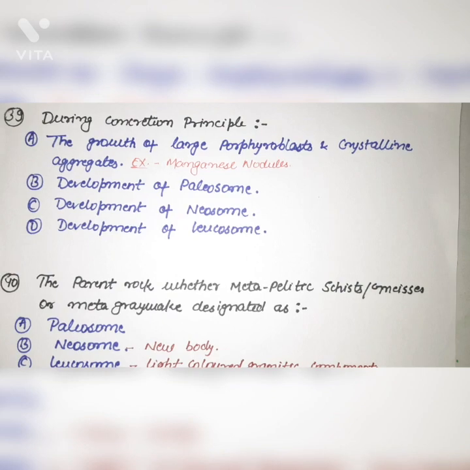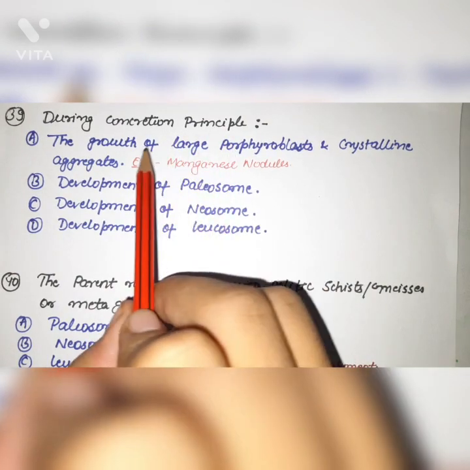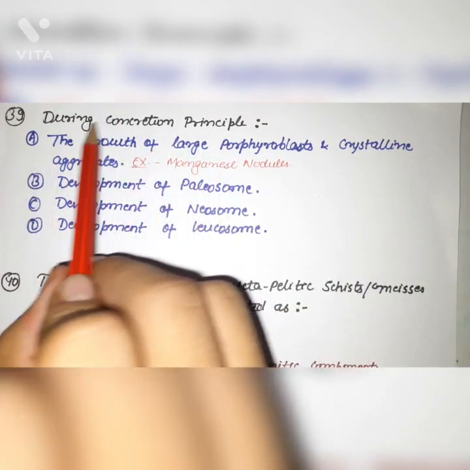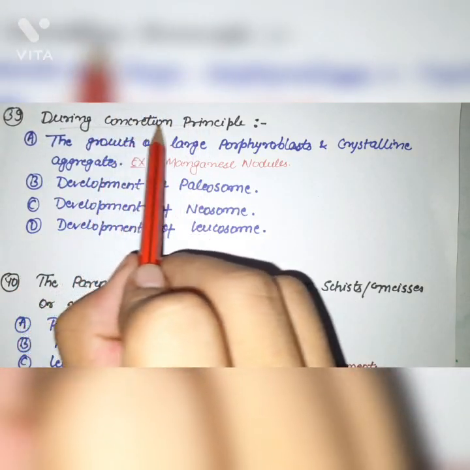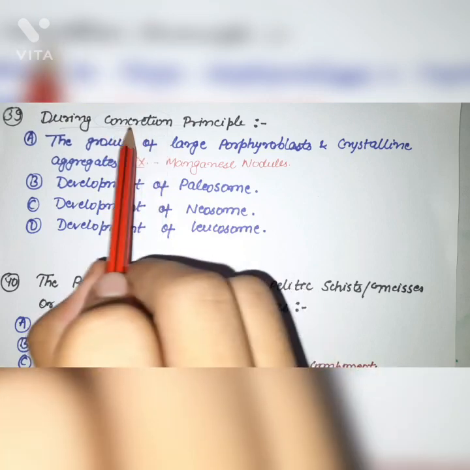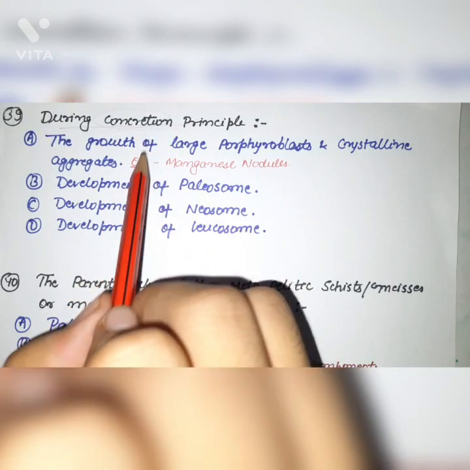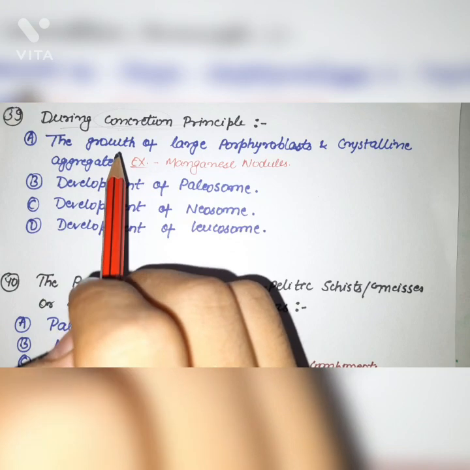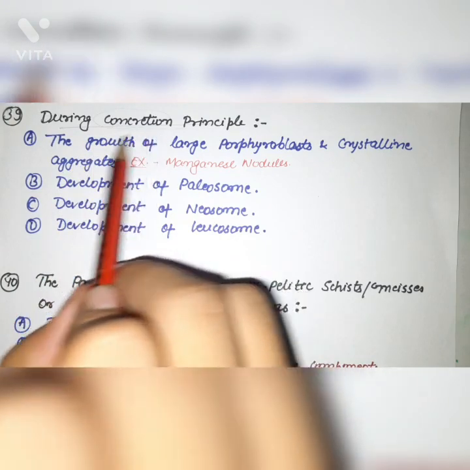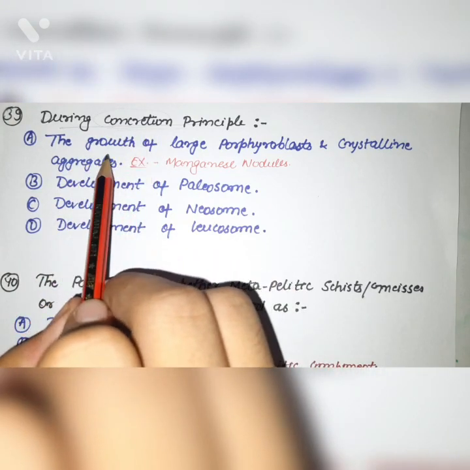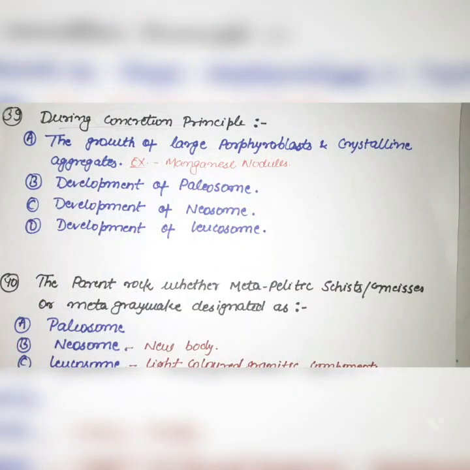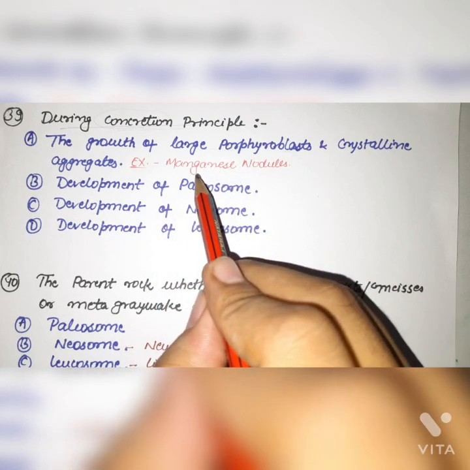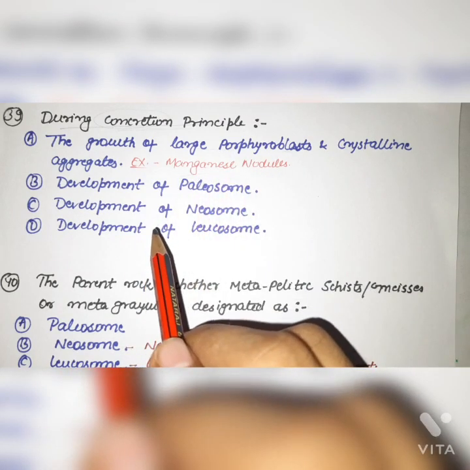Next question says, during concretion principle, the growth of... okay, during concretion principle, what happened? So from the word itself, it is clear that concretion means something that is constructed, something that is growing. So clearly during concretion principle, there is the growth of large porphyroblast or crystalline aggregates. For example, manganese nodules in the deep sea floor are grown by concretion principle. So the correct answer of this will be A.